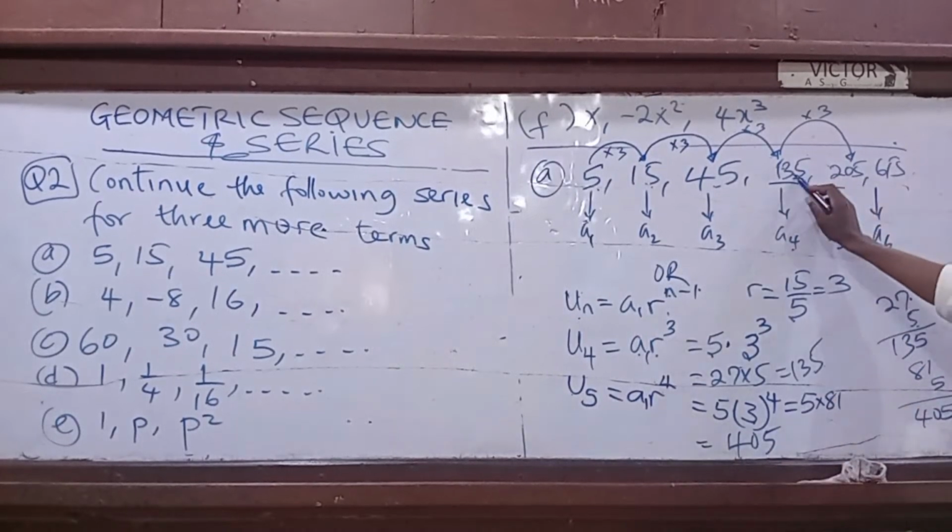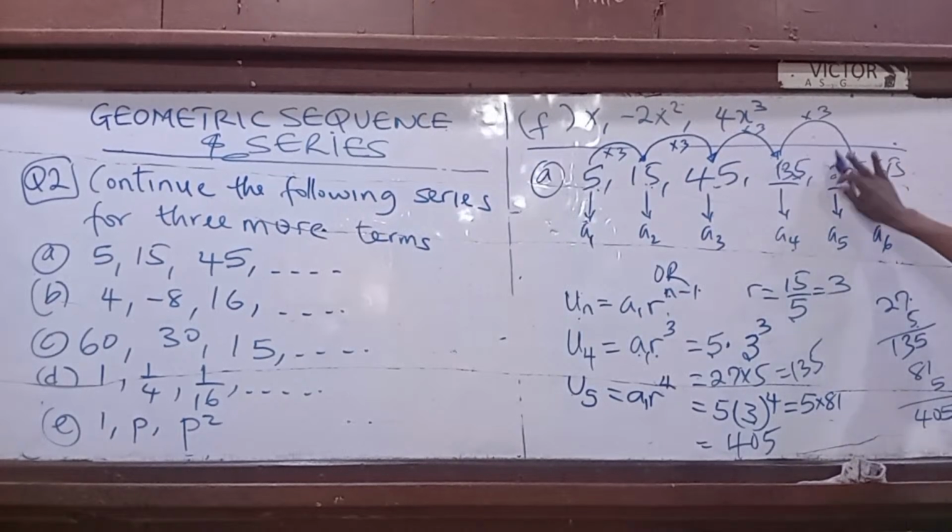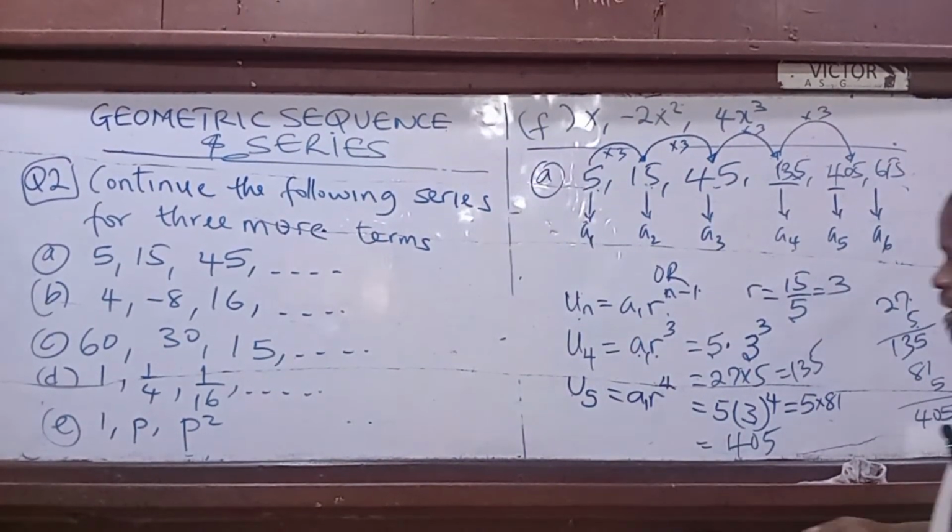Here, 135 times 3, I think we should check that one. 135 times 3 is 405, not 205. Okay. So that's the fifth term.